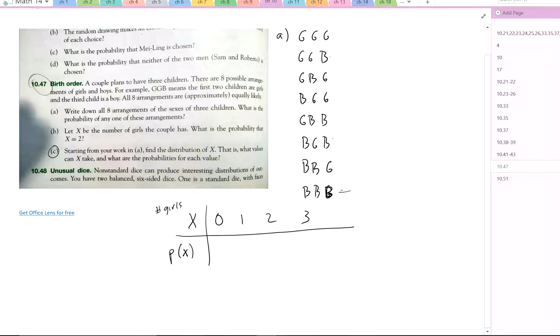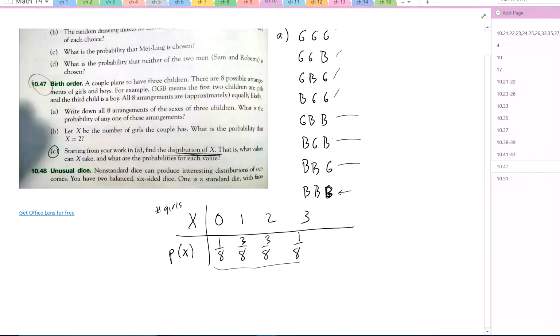0 girls is this one right here, so it'd be 1 out of 8. 1 girl would be that one, or that one, so it'd be 3 out of 8. 2 girls, that one, or that one, 3 out of 8. And 3 girls, of course, is 1 out of 8, and you can always check yourself. These all have to add up to 1. 1, 3, 6, 7, 8 out of 8. Okay, so we're good. So this is my distribution of X. This is my probability model. Those are the different values X can take, and those are the probabilities.